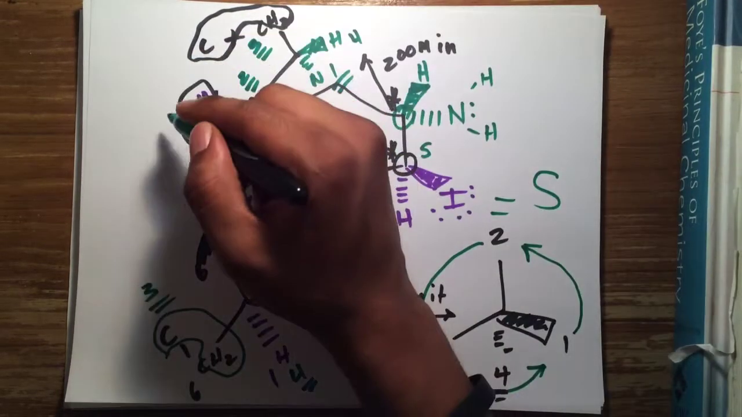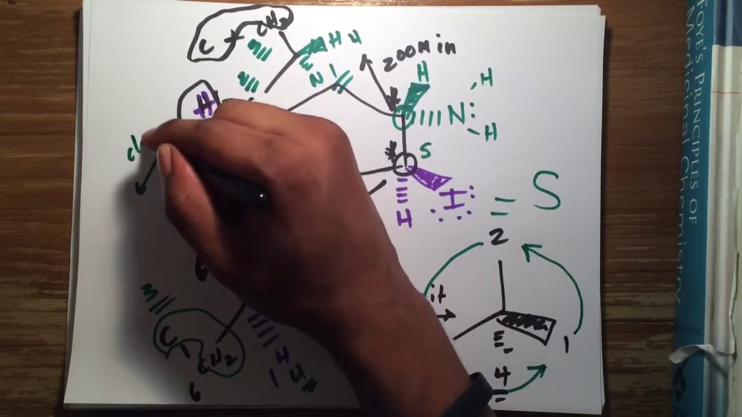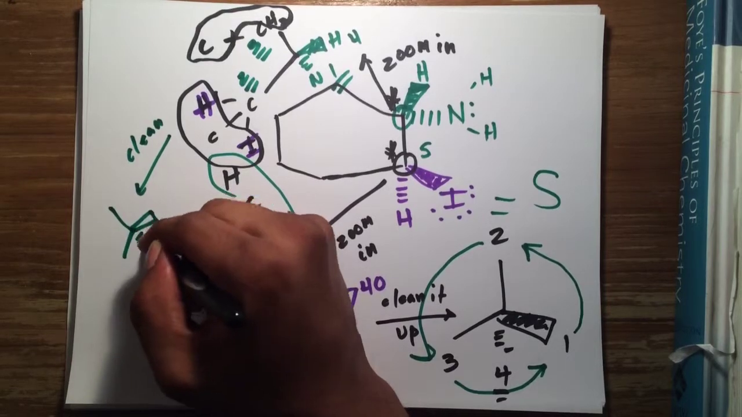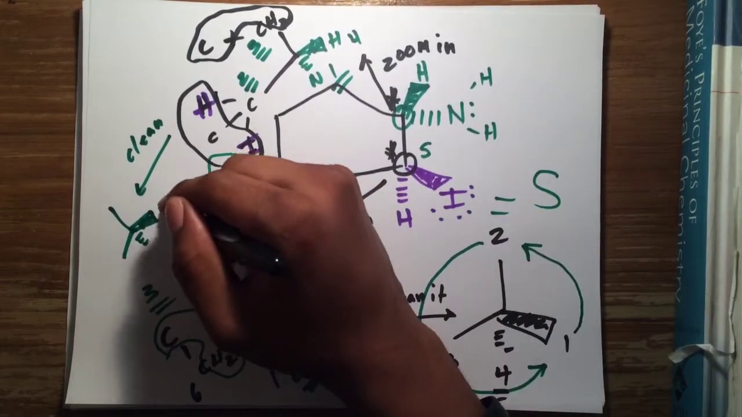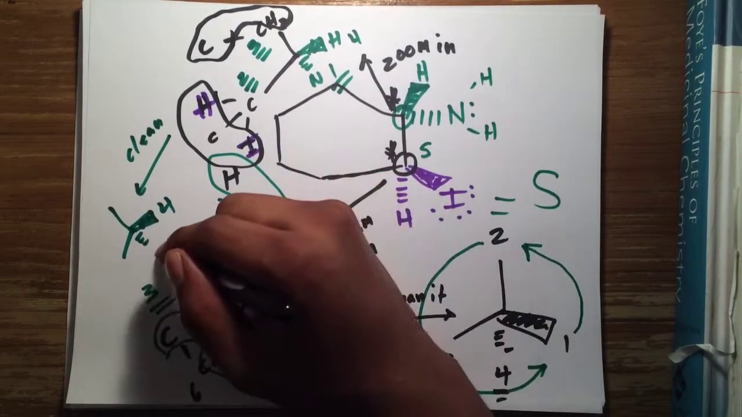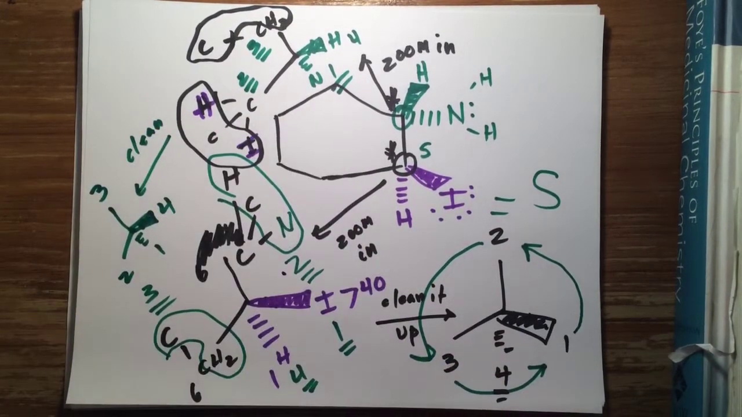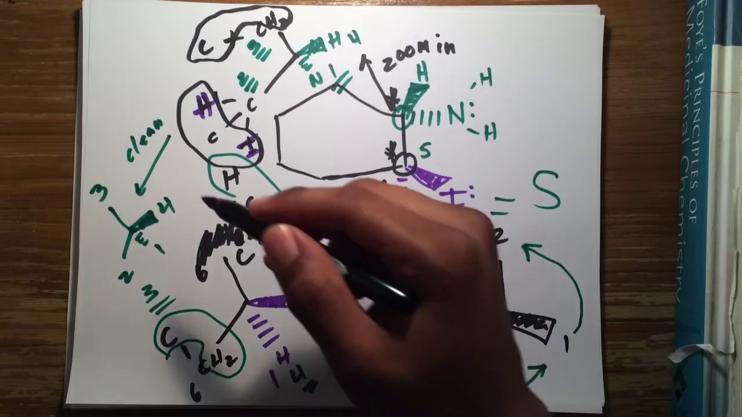Now, what we're going to do is clean this group up, so we can see what is going on. We have 4, we have 1, we have 2, we have 3. So now we can use a technique for the first time that we haven't used yet.